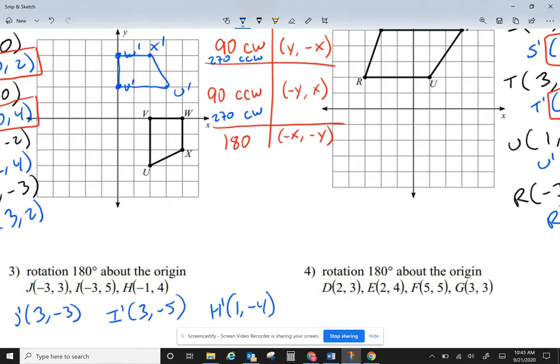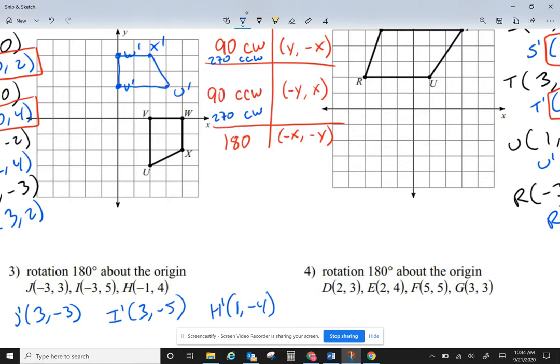Here, I gave you the values of all 3 points. On your homework, just give me the coordinates of the point that I'm asking. Question number 4, I have to give the points and also do a rotation of 180. I know for rotation 180, all I do is switch the signs.